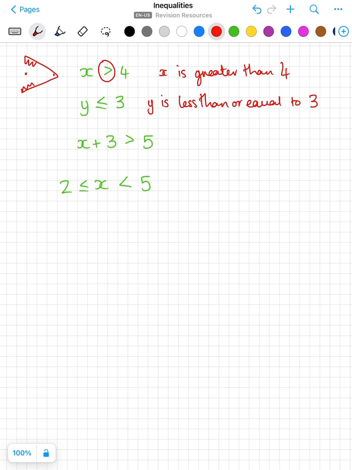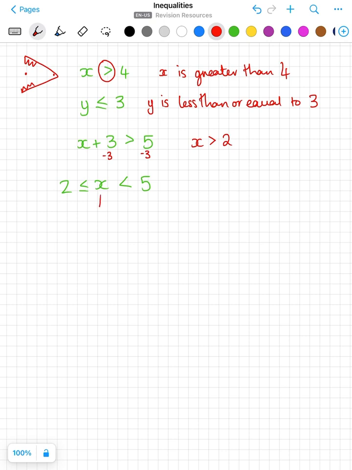Our next inequality could lead us into solving that inequality. So this is to say that x plus 3 is greater than 5. So very similar to solving equations if we're imagining this was an equals. If you're struggling with this, have a look at our solving equations video. So I'm going to take 3 from both sides, leaving us with x is greater than 2.